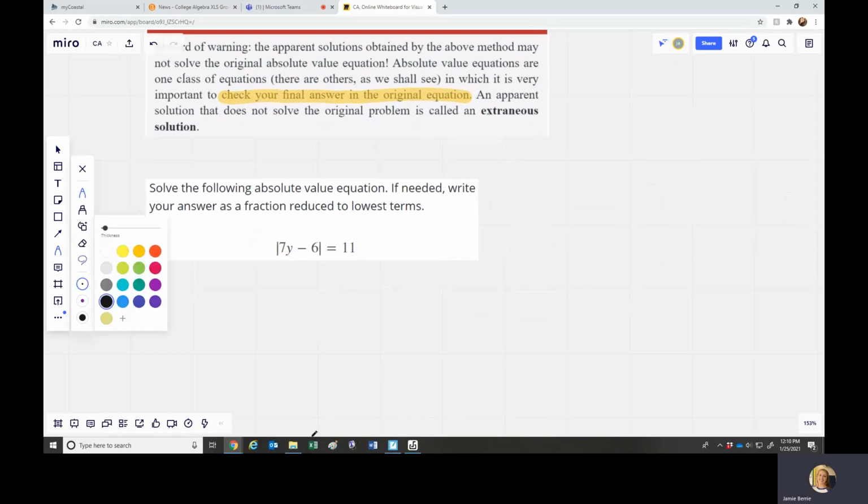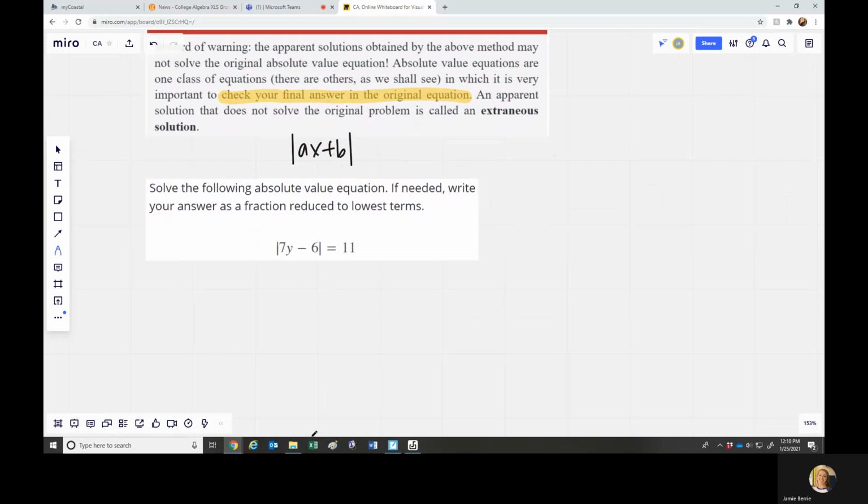Okay, let's look at our first example. Solve the following absolute value equation. If needed, write your answer as a fraction reduced to lowest terms. All right, so here's our rule. Absolute value of ax plus b equals c has to be split up into two ways. It's either ax plus b equals c or negative ax plus b equals c.